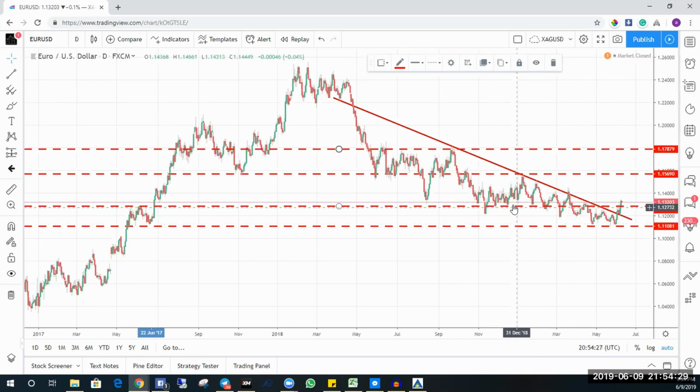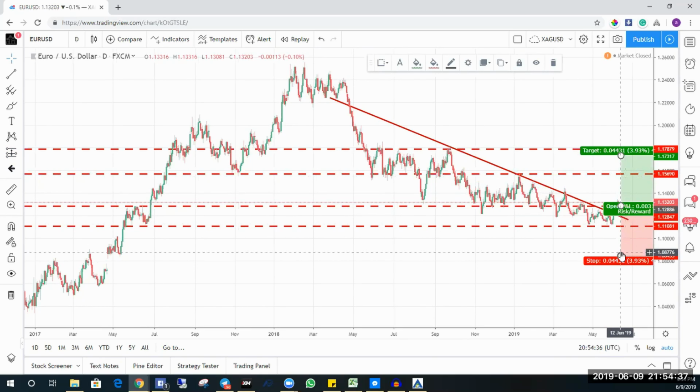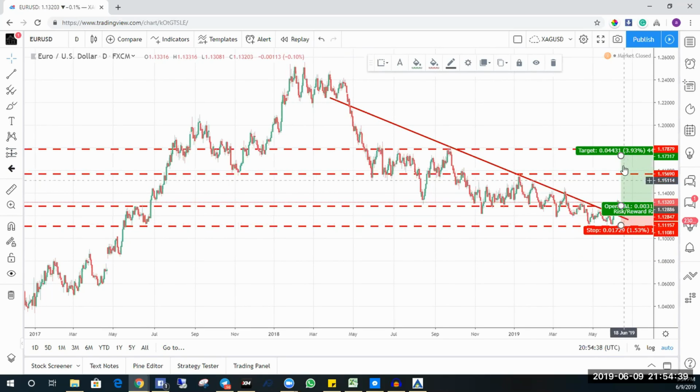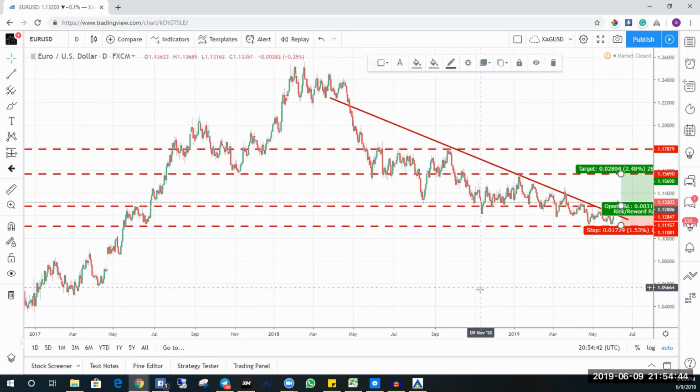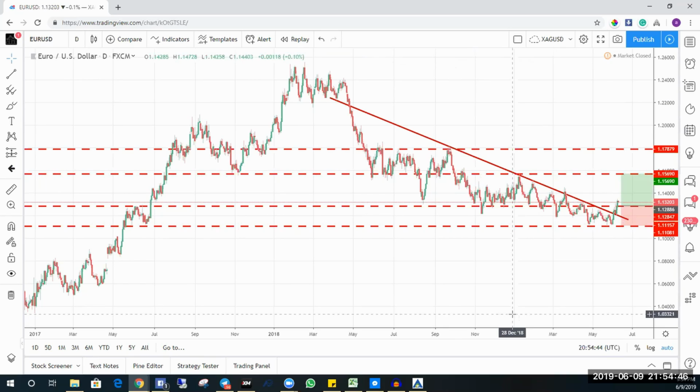So like I said, that's where we are at the moment. We'll track this and see what we expect. Okay, so we have a stop loss here. We'll go here. So let's see how that plays out. Okay, so that's for Euro USD.